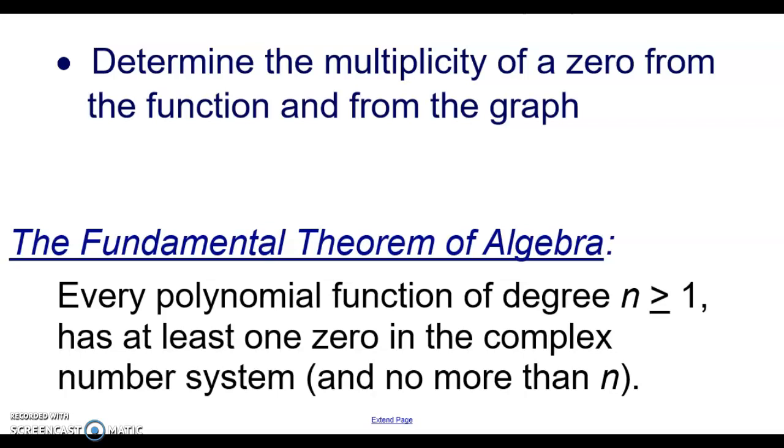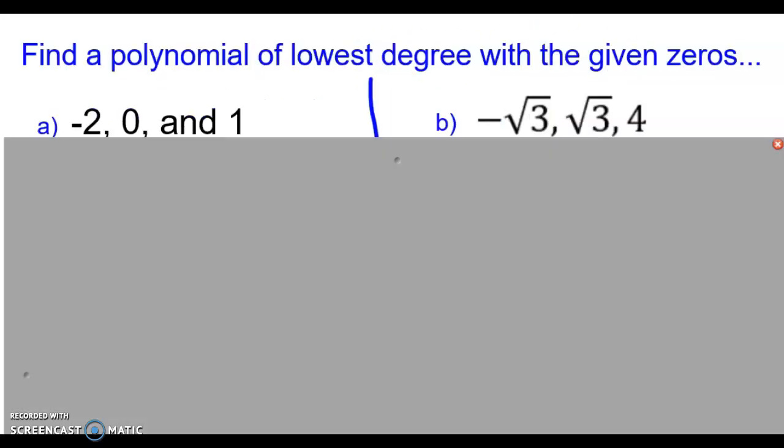Remember, the degree, the highest exponent, is the limiting factor on the number of zeros. But we're guaranteed that if there's an x in the function, it will have a zero. It may or may not be a real zero. So let's take a look.